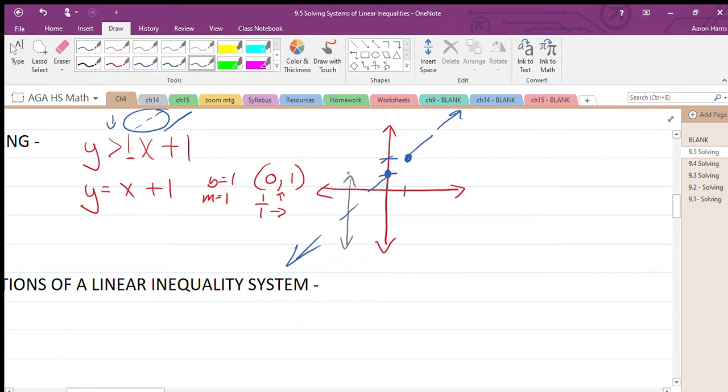Here's an arrow and here's an arrow. Which one is telling me greater than? Is this down arrow saying greater than? No. Up arrows mean greater than, correct? So what side of the line am I going to shade? Everything that's on the side of this up arrow. And you just shade it like this.